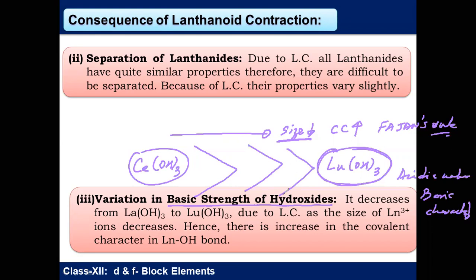So these are the three prominent consequences of lanthanoid contraction. What is consequence number one? The sizes are becoming comparable for the second and third transition series. Consequence number two is that separation of lanthanoids is a difficult proposition because their sizes are very closely placed, so their properties are also similar. And consequence number three is that as one moves from cerium hydroxide towards lutetium hydroxide, the basic strength of hydroxide decreases gradually.